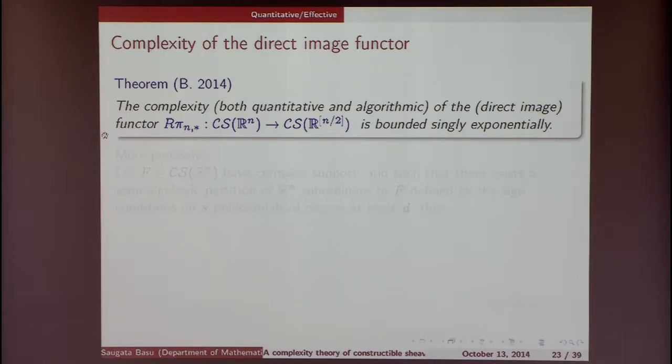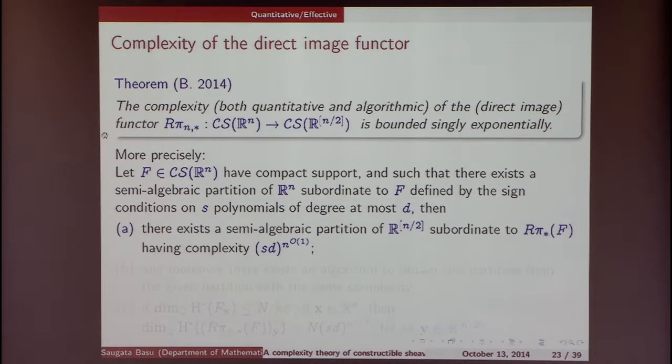Well, this is the new statement: if you look at the direct image, the complexity, both quantitative and algorithmic, is bounded singly exponentially. And here I really should explain what this statement means. More precisely, if you start with a constructible sheaf on Rn, because we have this restriction of compact support, you can get rid of this restriction by considering sheaves on some compact space, like the sphere. But for the moment, let's take sheaves with compact support.